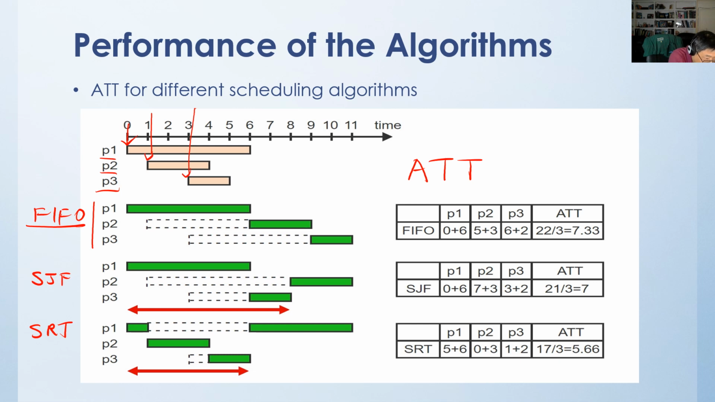So you can check the average turnaround time for each of the cases. The SJF has a slight improvement over the FIFO, but SRT has improved a lot. So you can see this.